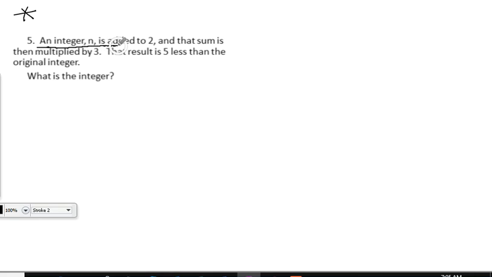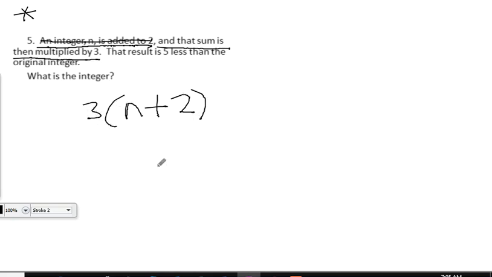An integer n is added to 2. Okay, well that part's easy. So we just did that part. Okay, and that sum is then multiplied by 3. Okay, next part. That result is, okay, so there's our equal sign. That result is 5 less than the original integer.